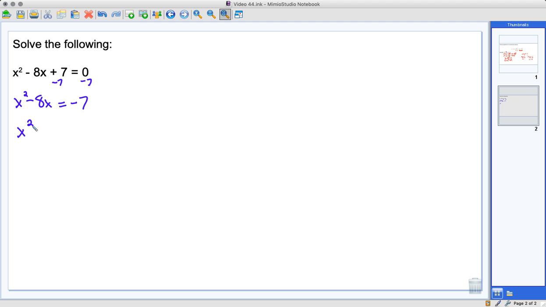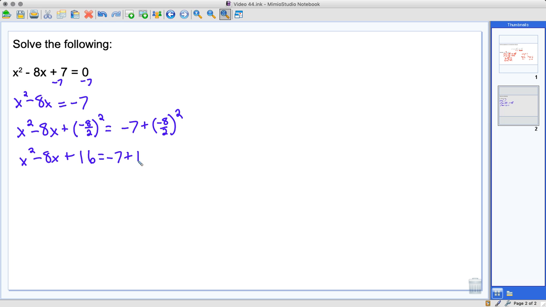So we're going to have x squared minus 8x plus, and then it's going to be negative 8 over 2 squared. Then we've got negative 7 plus negative 8 over 2 squared as well. So then we get x squared minus 8x plus negative 8 divided by 2 is negative 4. Negative 4 squared is 16. So we add 16 to both sides.